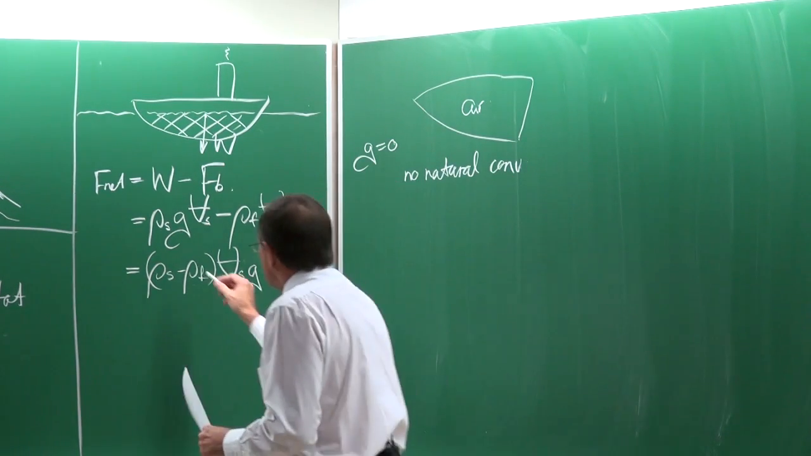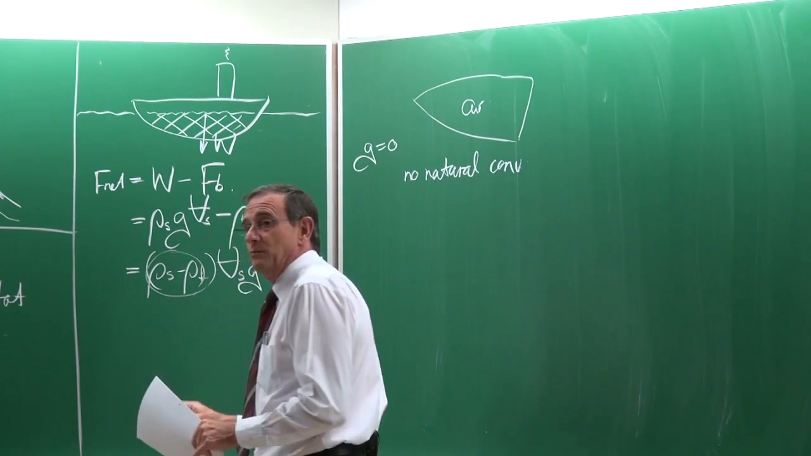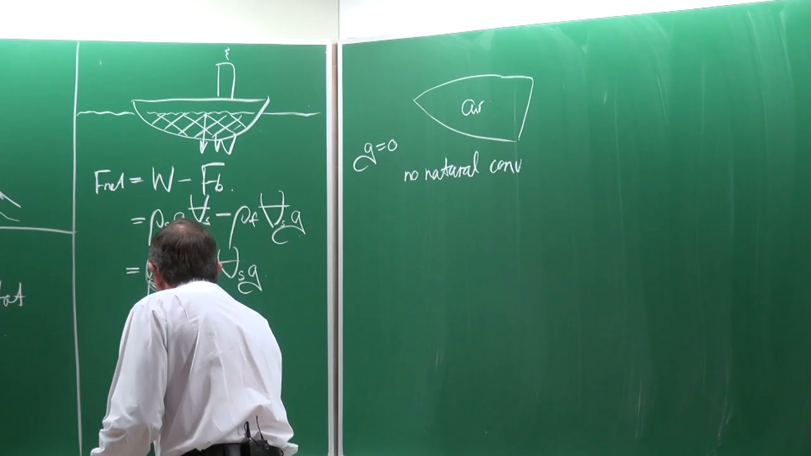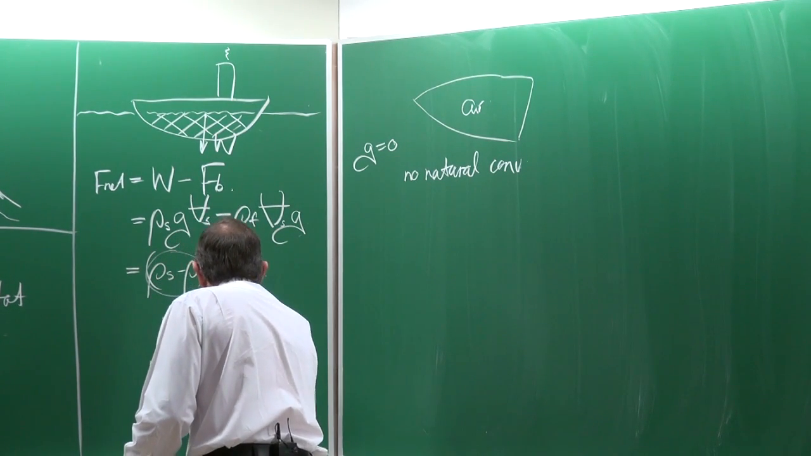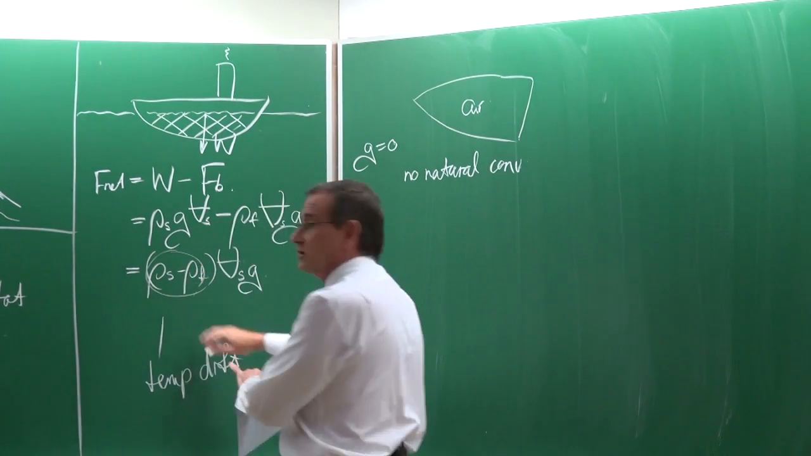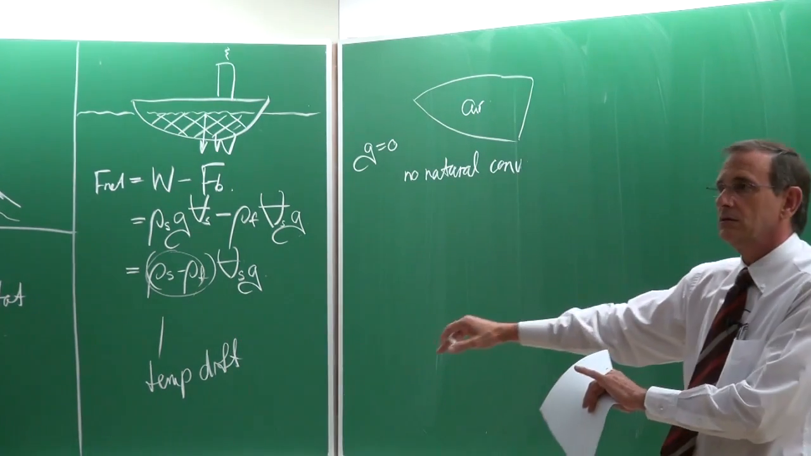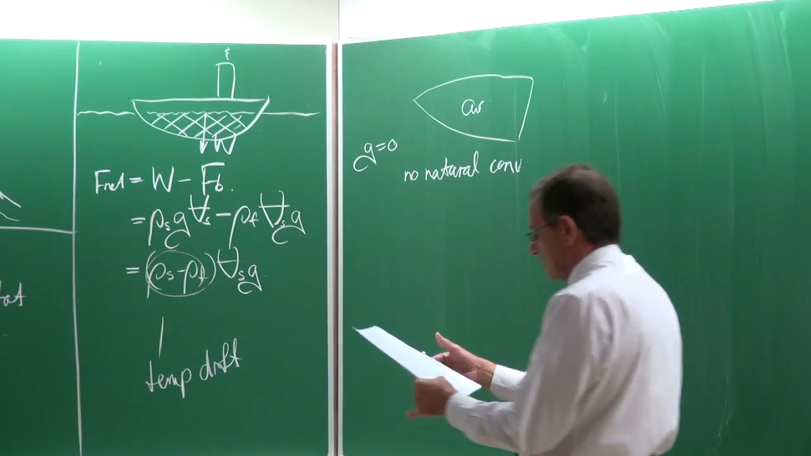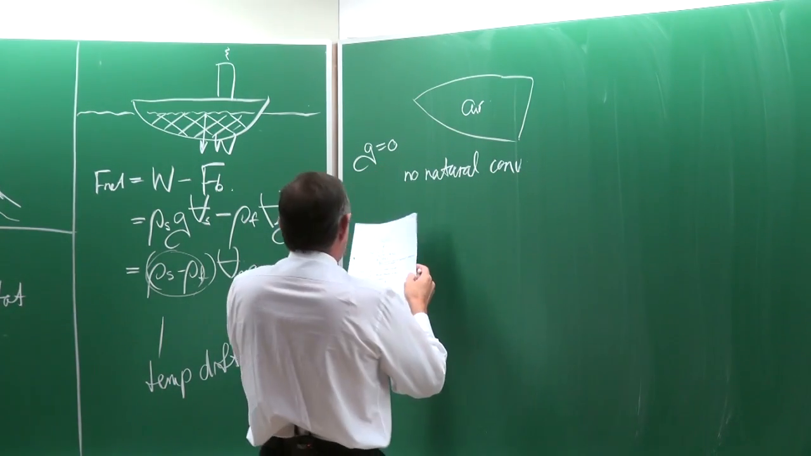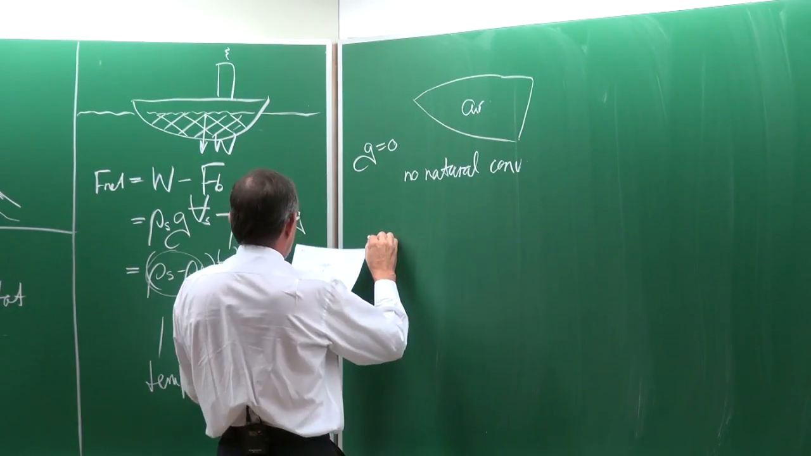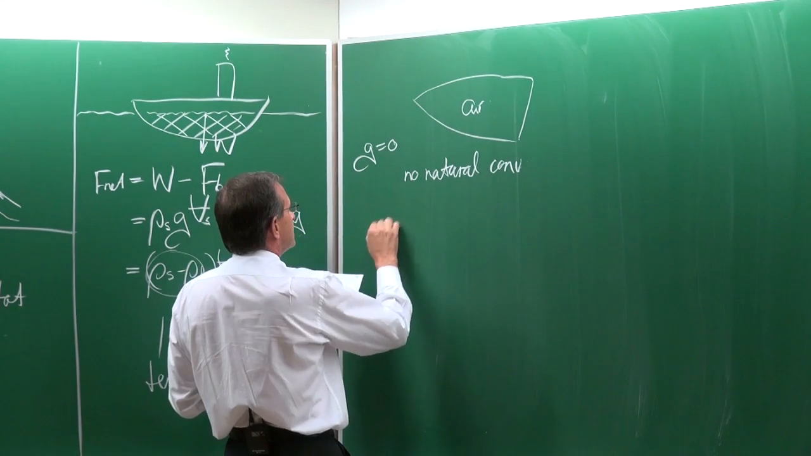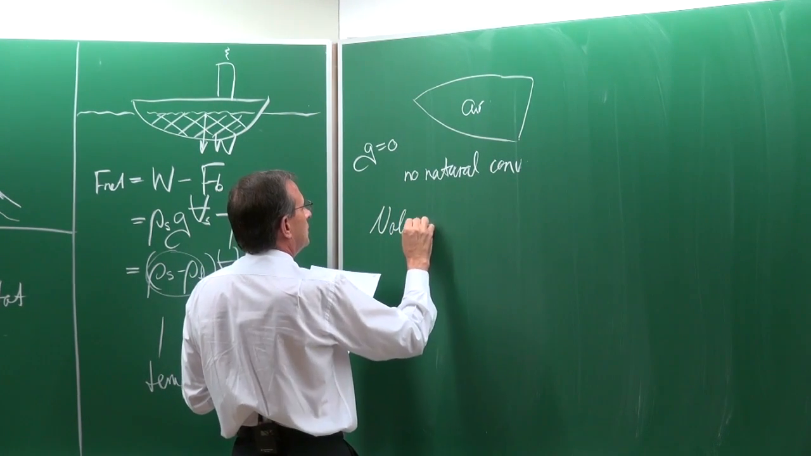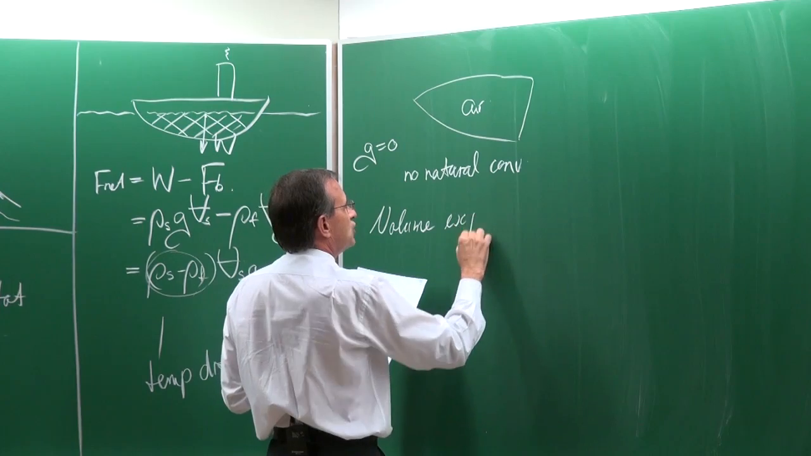Now, this density distribution can be written in terms of temperature differences, and you need to go and look at your thermodynamics to do it. I'm going to jump ahead a little bit to show you the result, but you can go and check it. It is written in terms of what is called the volume expansion coefficient.